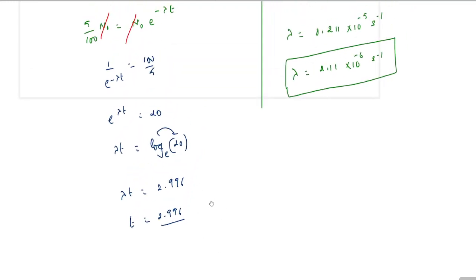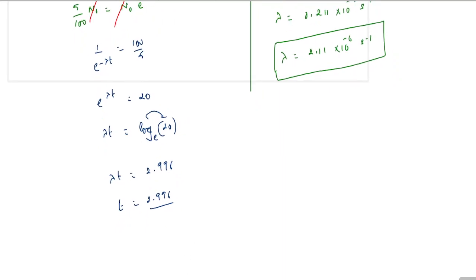Lambda is already found out as 2.11 into 10 power minus 6. So this is equal to 1.42 into 10 power 6 seconds. This is what is the time.